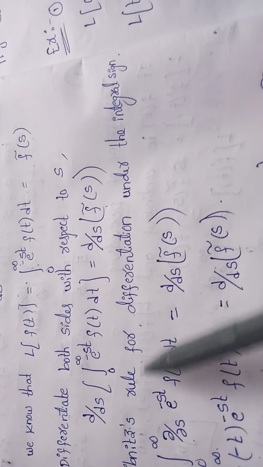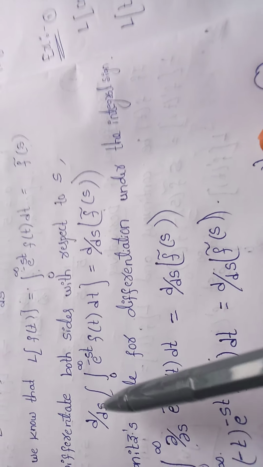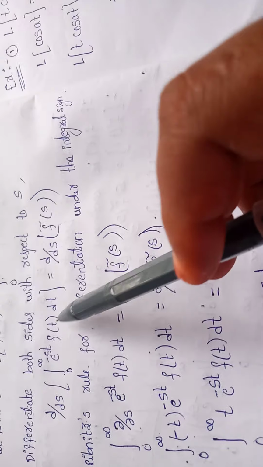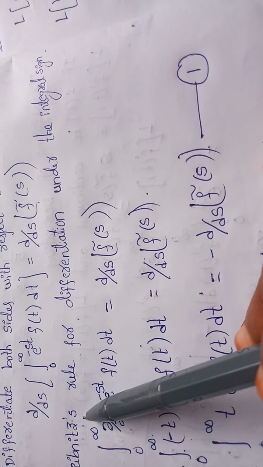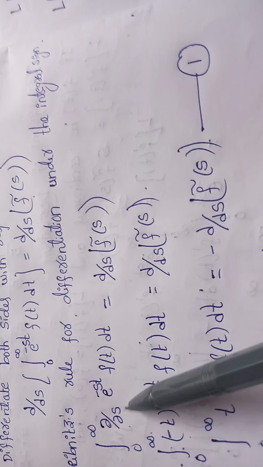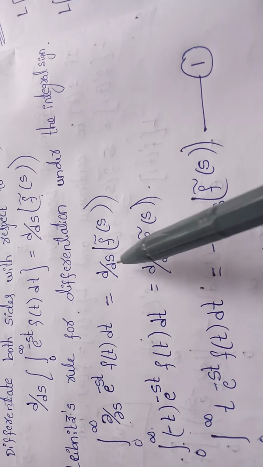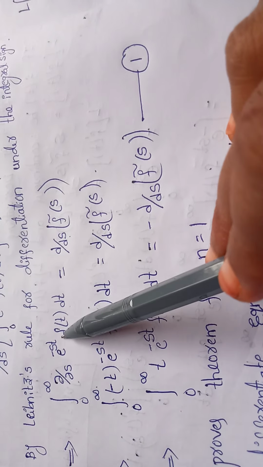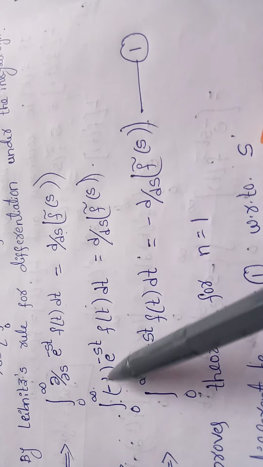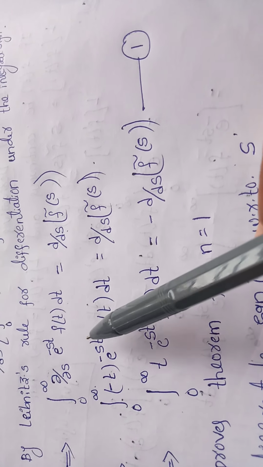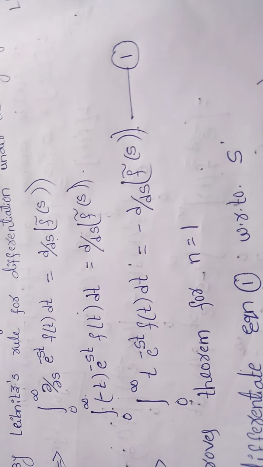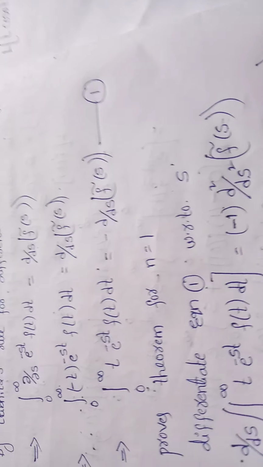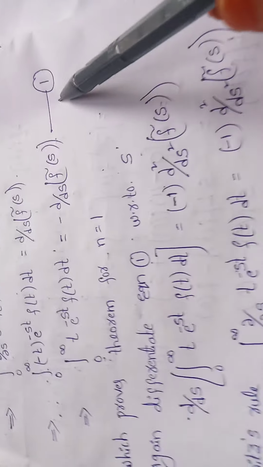Here we can apply the Leibniz rule. That means in the differentiation, we can take the derivative inside as a partial derivative. So the integral from 0 to infinity of dou by dou s of e power minus st f of t dt equals d by ds of f bar s. With respect to s, the derivative gives minus t, since t is a constant. So minus t into e power minus st f of t dt. Taking minus 1 to the right side, that is minus 1 into d by ds of f bar s.